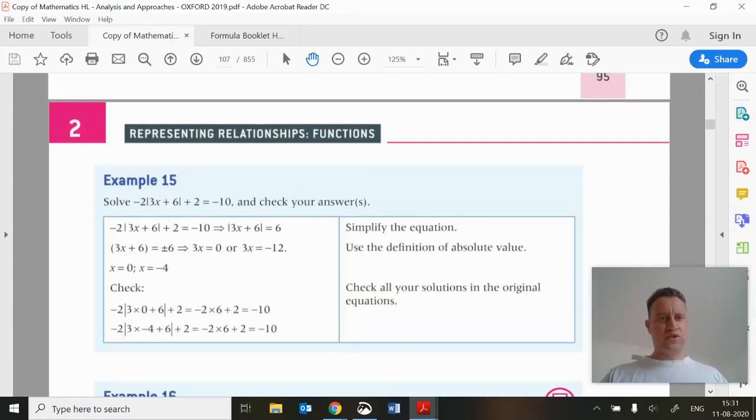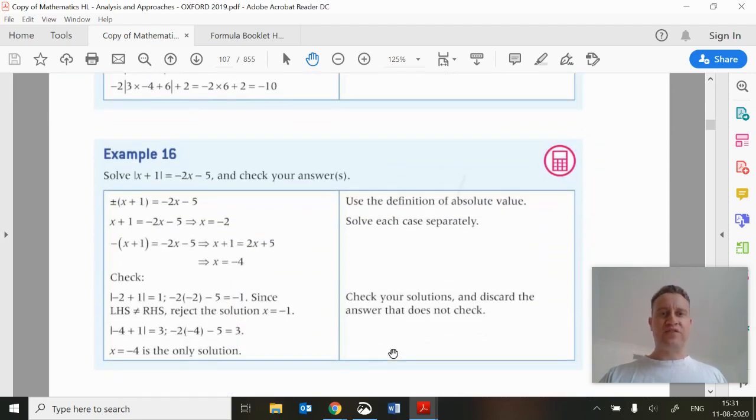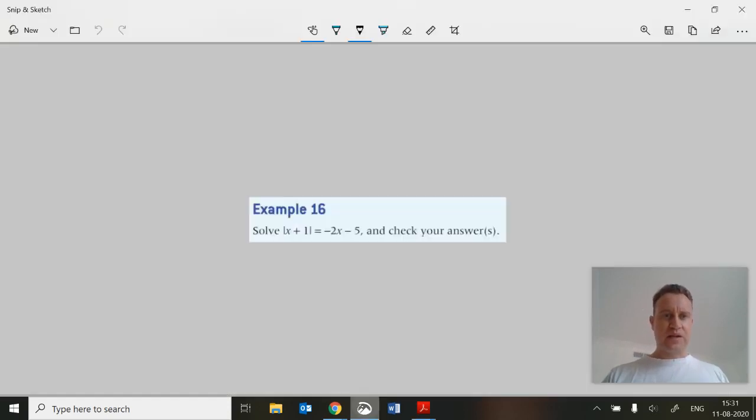Okay, so for 2H, we are solving equations which involve modulus brackets. So not necessarily graphing these things, although you can do some graphing if you want to. We're just going to use algebra in order to solve these, pretty much. Graphing is going to be kind of useful to check our answers, and I might actually start with some of that as well.